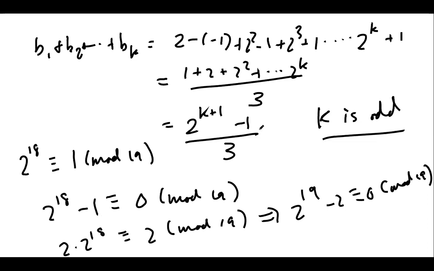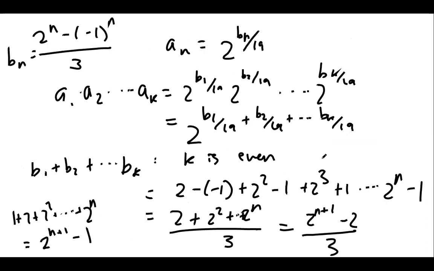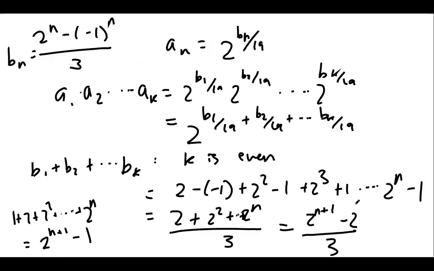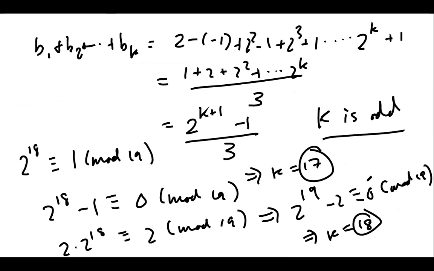So for this one, k equals 17. And for this one, k equals 18. So these are our two solutions, 17 and 18. And since 17 is the smallest possible positive integer k, this would be our answer.